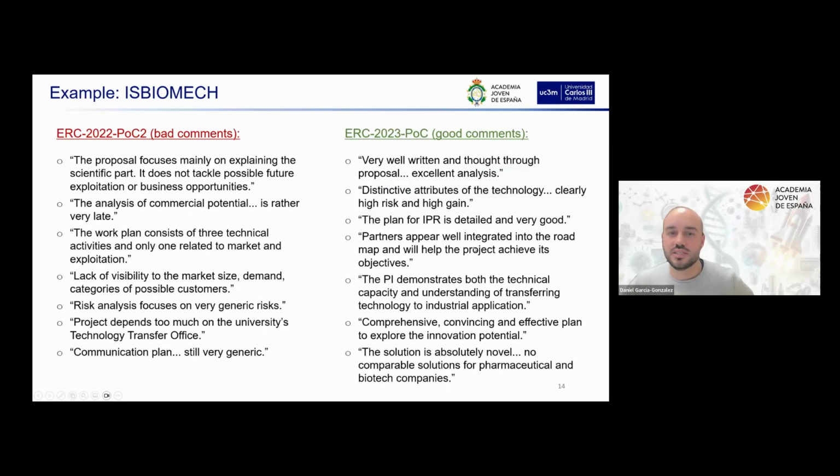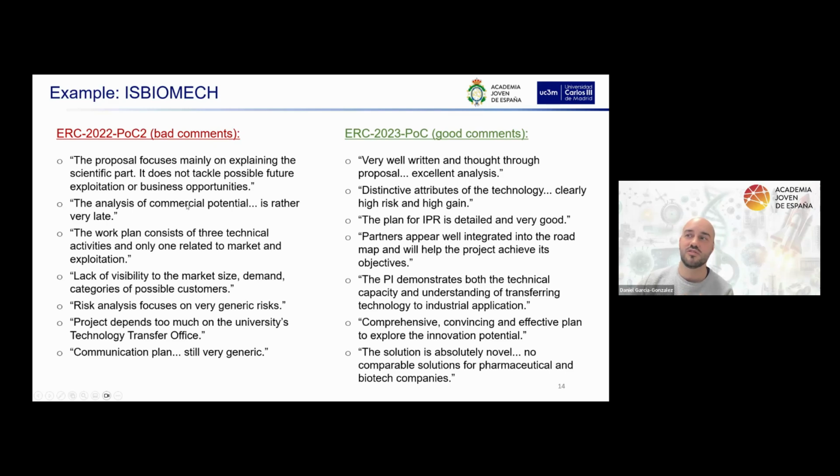Okay, and just to conclude, I have these 2 slides. First is biomech. When I submitted the first one, I got bad comments: the proposal focuses mainly on explaining the scientific part and does not tackle possible future exploitation or business opportunities. I think this is the main error we are all going to make with our first proof of concept, because we are used to addressing scientific problems. Here it's not so much about the science, because they assume it's going to be okay. If you have some errors, of course they will say so, but that's not the point. Focus a lot on exploitation and business opportunities.